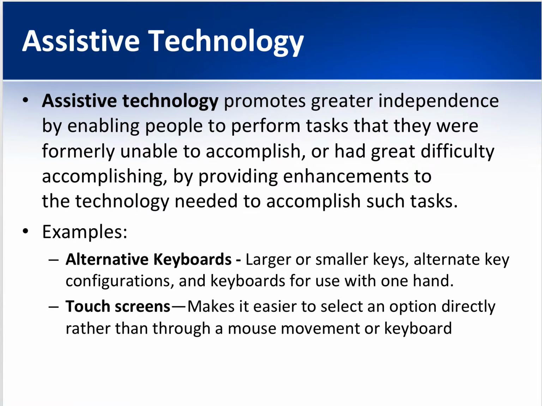It's technology that's assistive, that helps people with disabilities. And we're going to go through the different disabilities and the different assistive technology that is out there to help. Some examples in general I have here are alternative keyboards, and this could have larger or smaller keys, alternate key configurations, and also a keyboard that could be used for someone who's only able to use one hand. Touchscreens are really easier for people who can't use the keyboard or mouse. So these are some examples, but we're going to go through the different disabilities.